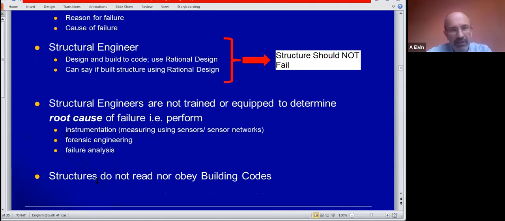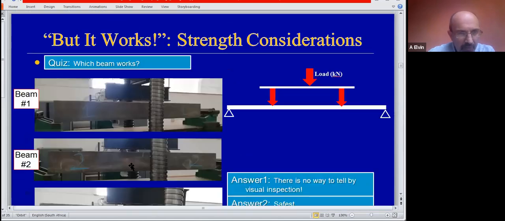And here I've got a funny statement that structures do not read nor obey building codes. That is obvious. They obey the laws of nature, which we have modeled as humans by the laws of physics. All right. So to prove a few points, I hope, or maybe not, I have performed several experiments that we will document in an upcoming paper.